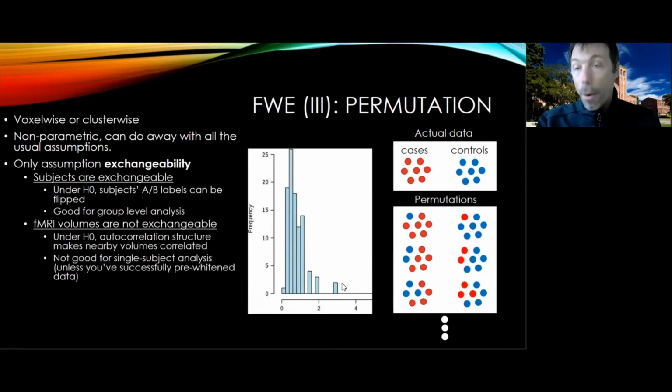Now, subjects are exchangeable, meaning under H0, whether you're in group A or group B, since there's no difference, doesn't matter. If I switch you out of one group and put you in the other, it doesn't affect the other participants, right? There's no correlation between you and the other participants. So this works very well at the subject level when you're doing group analysis, because at the group level, we can exchange subjects. It does not work well at the first level analysis because fMRI volumes are not exchangeable. And this might also help you understand what exchangeability means.